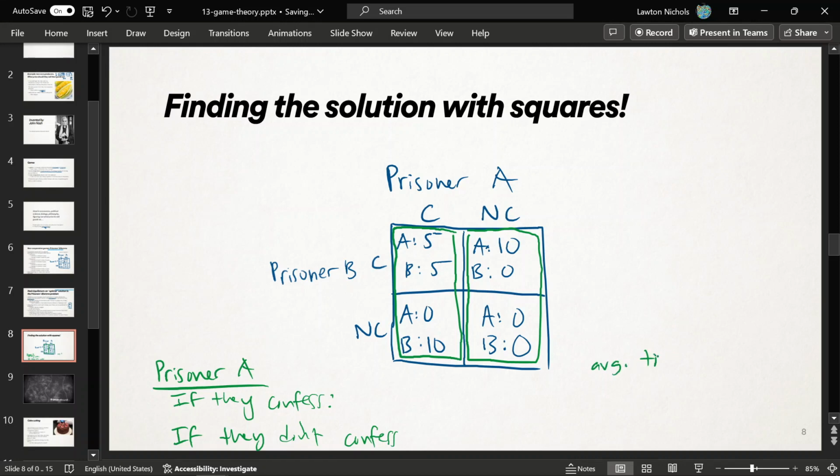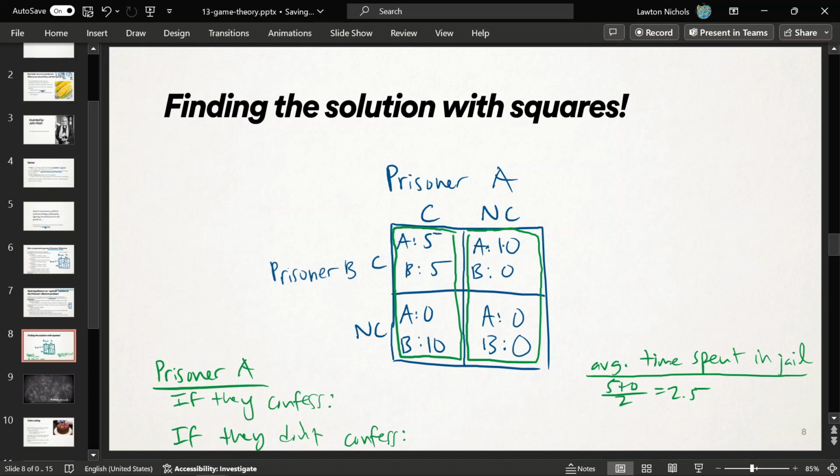We don't know what's going to happen with prisoner B. And this will be non-obvious. It's going to be very interesting. Average time spent in jail. So if prisoner A confesses, what's the average time that they're going to spend in jail? Because if they confess, we know we're in one of these two outcomes. We have no control over what prisoner B does. So either prisoner A is going to get 5 years in prison or 0 years in prison if they confess. We're not sure what prisoner B is going to do. It's one or the other. So let's just take the average because we have no control. It's 5 plus 0 over 2, and so that's equal to 2.5 years on average in prison if they confess.